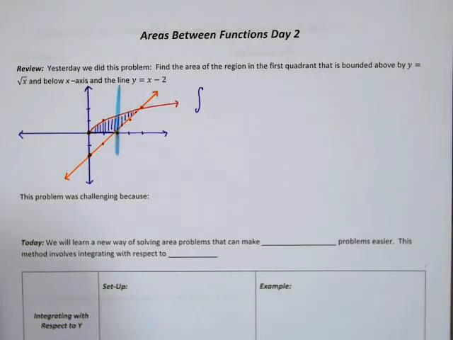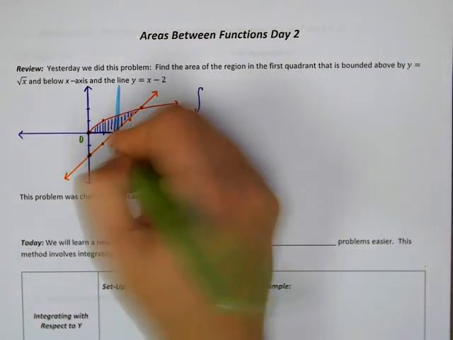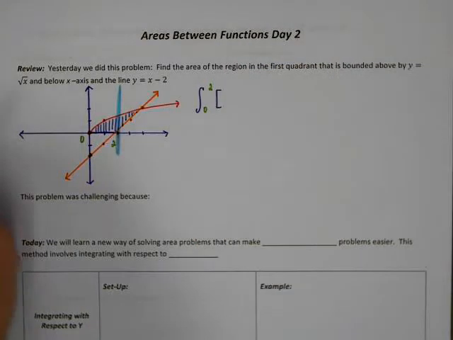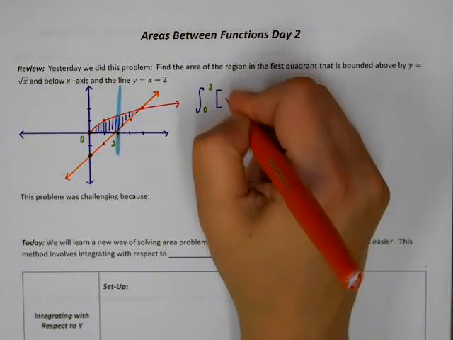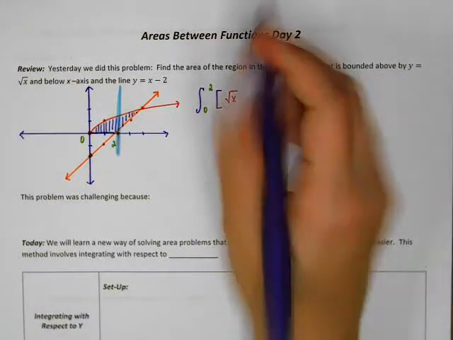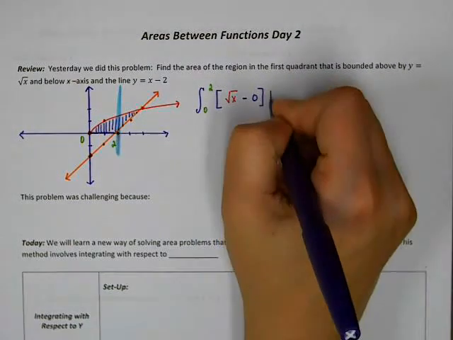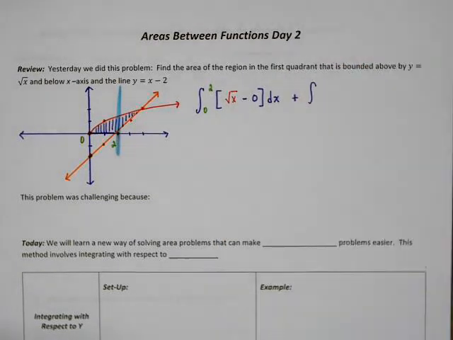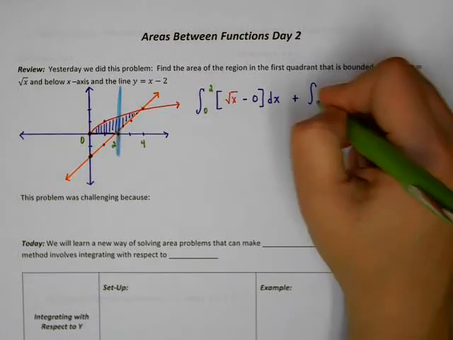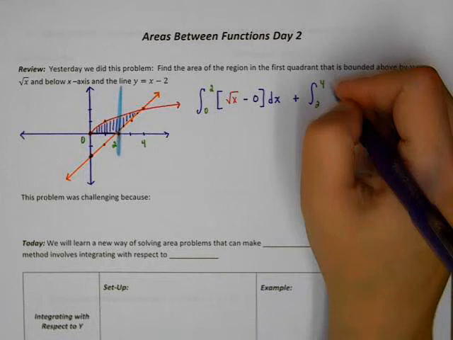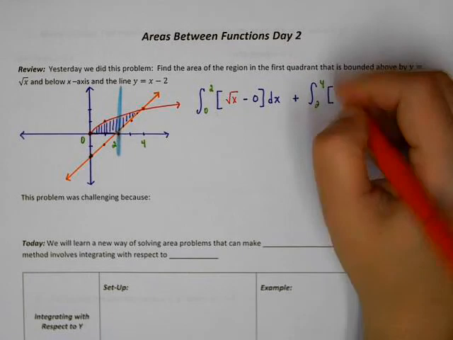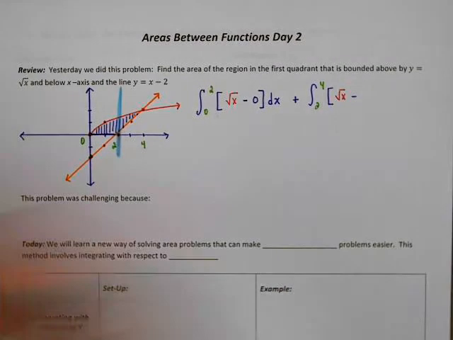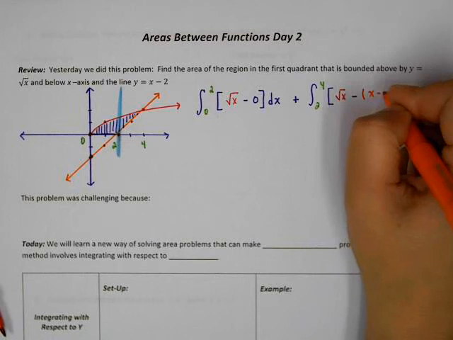The first integral went from 0 to 2. And the top function here was the square root of x minus the bottom was the 0. The second part of this area was the integral from, now we were going to go from 2 to 4. The top function here was the square root of x minus, and the bottom function now was x minus 2.